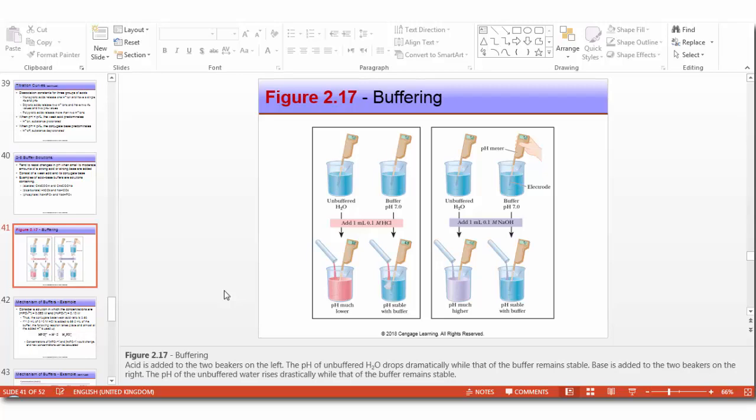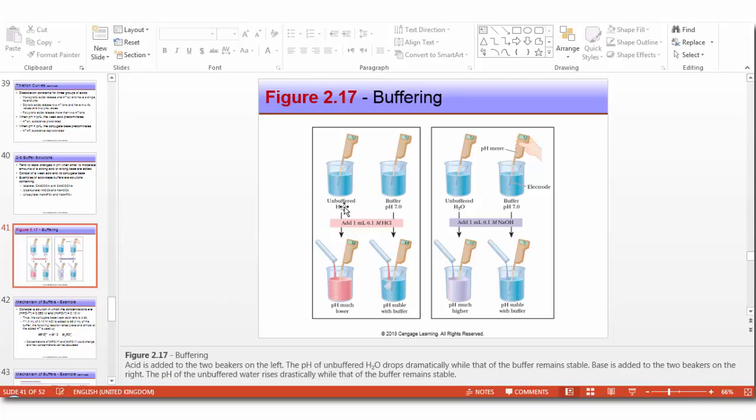Now, let's compare the changes in pH that occur on the addition of equal amounts of a strong acid or a strong base to pure water at pH 7 and to a buffer solution at pH 7. Now, this is obvious. If 1 ml of 0.1 molar HCl is added to 99 ml of pure water, the pH drops dramatically. If the same experiment is conducted with 0.1 molar NaOH instead of 0.1 molar HCl, the pH rises dramatically, as we can see in this figure here.